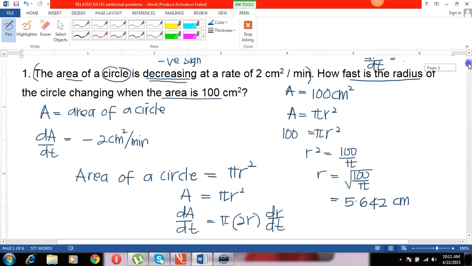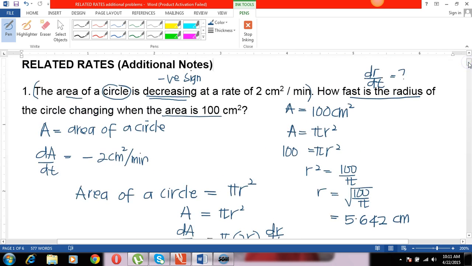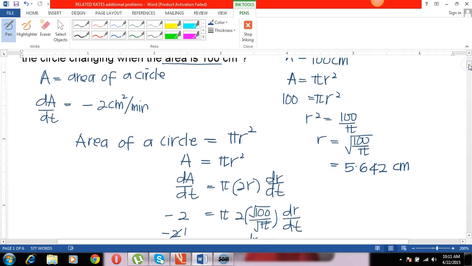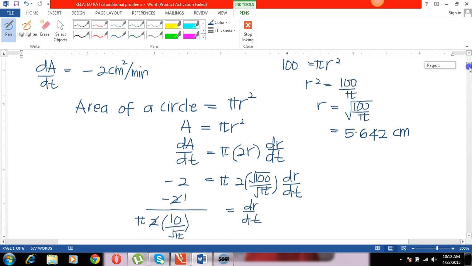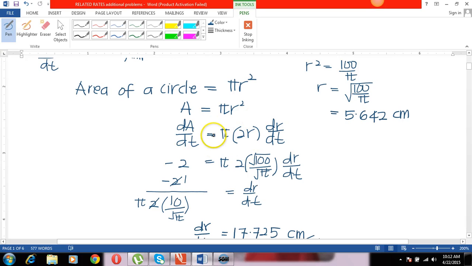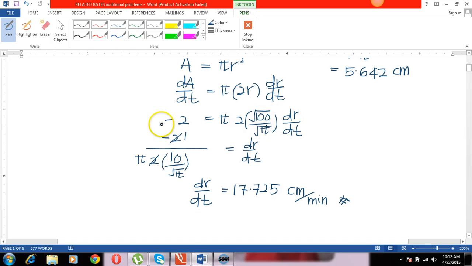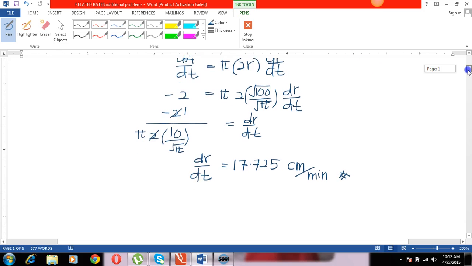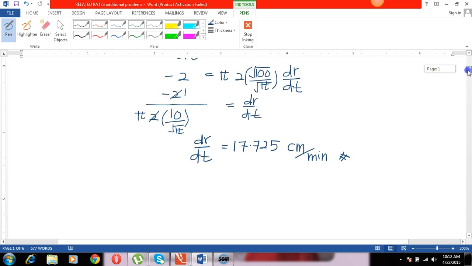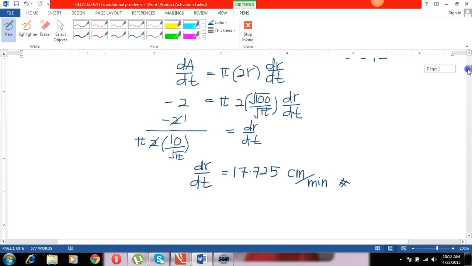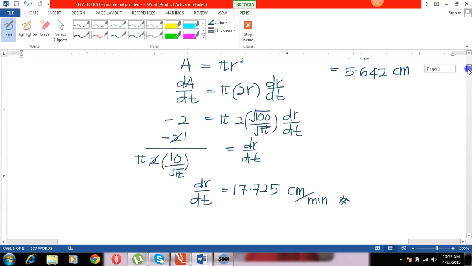So first of all, we have to extract the information given from the problem. The second one, we have to find the formula related to the problem. Then we have to differentiate using implicit differentiation from the formula. Then we have to substitute all the information given into the implicit differentiation result. Then the last one, we have the answer. So dR over dt equal to 17.725 cm per minute.